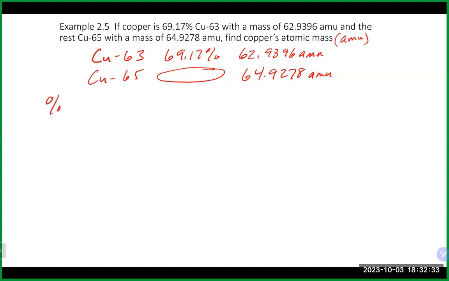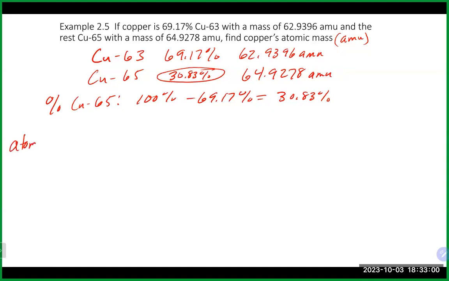We could get the percentage of our copper 65 by subtracting from 100%, right? So take 100% minus 69.17% gets us about 30.83%, which would be our missing percentage that we need for the calculation. Any questions on that? Now that we have the percentage and the mass of each of these isotopes, we could go into our formula.